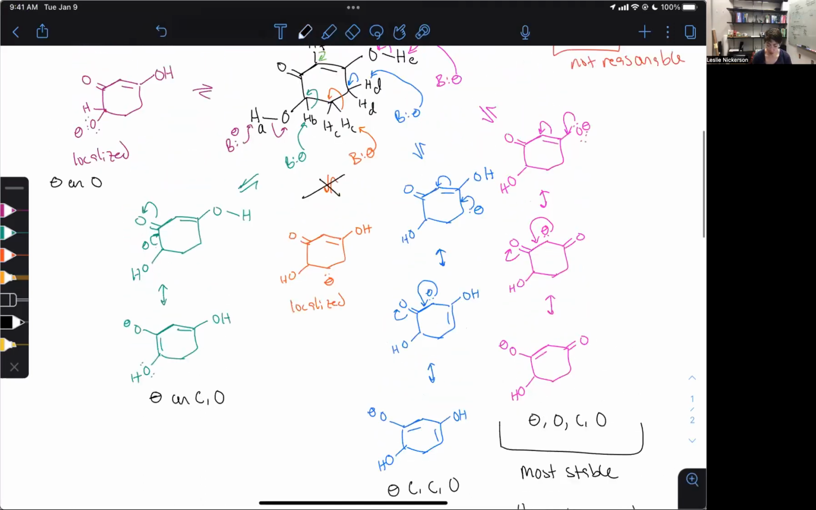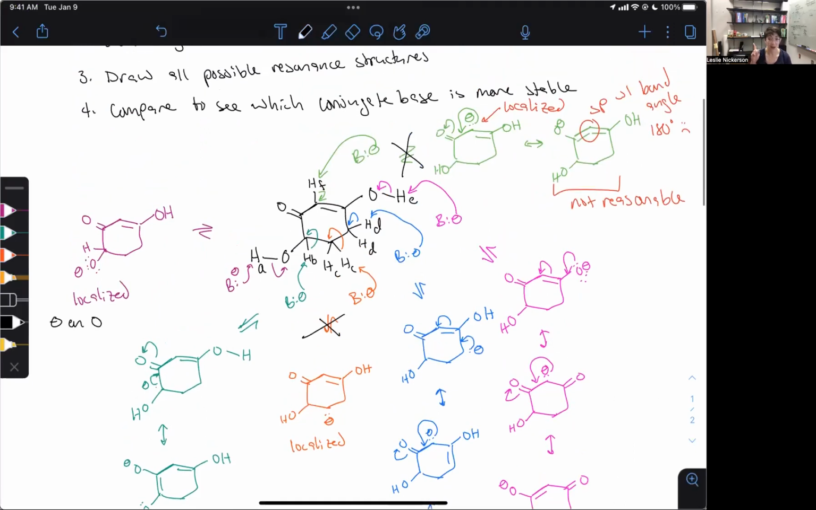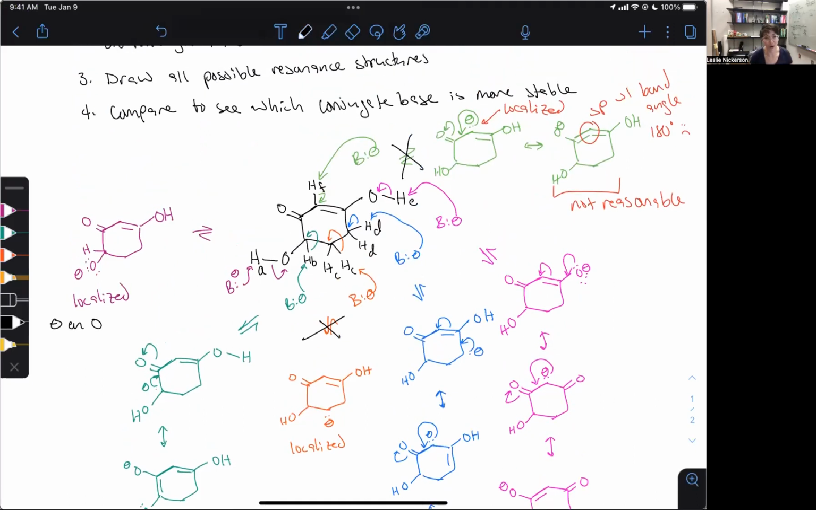Okay, so that's really what we're looking at here, being able to identify our options and then look to see which one is going to turn out to be the best. So got to make sure your resonance structures are on point.